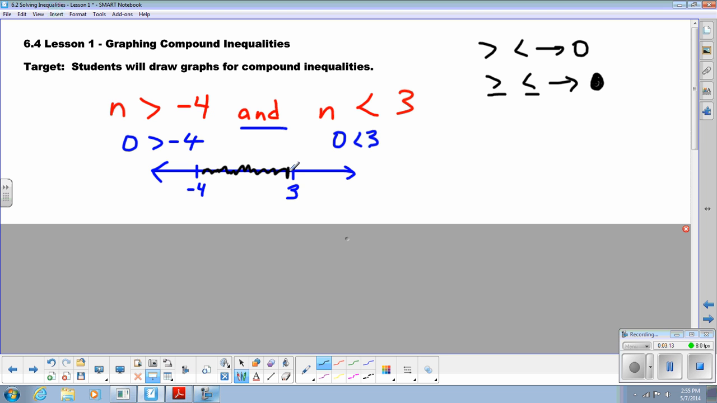All right, lastly, let's pick a number to the right of 3, like 5. So let's test on that and see what happens and where I get to shade here. So let's see, 5.